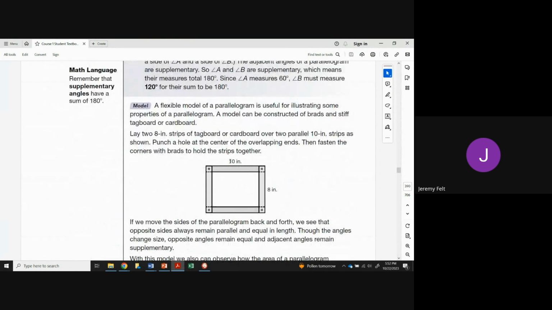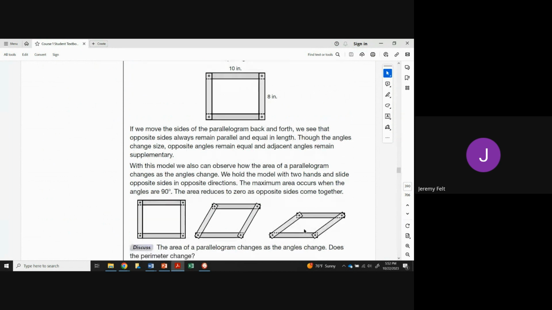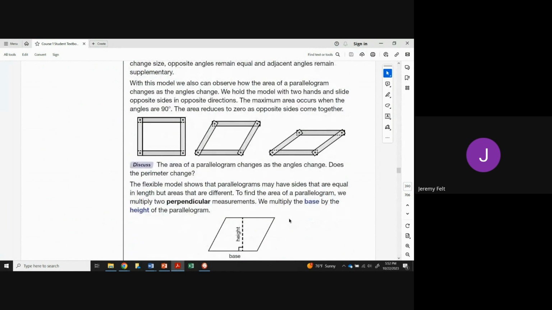If you have something at home that you can illustrate this with, start with a rectangle, and then pull on the corners, the upper right and lower left, and make it skinnier and skinnier. You see that the area is getting smaller and smaller. As these obtuse angles get larger and these acute angles get smaller, these corners are getting closer to each other, so the area is going down.